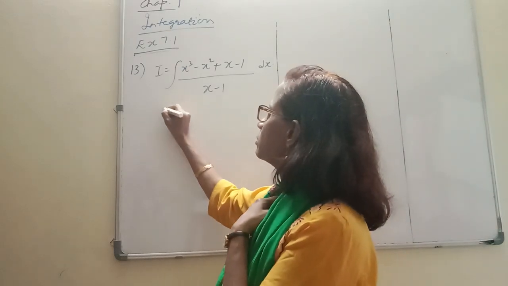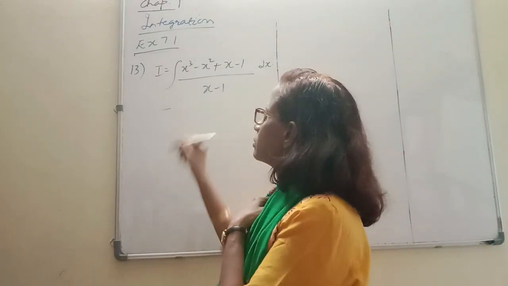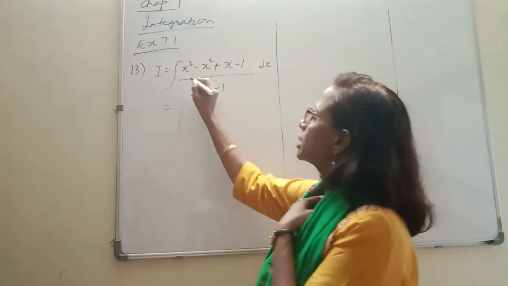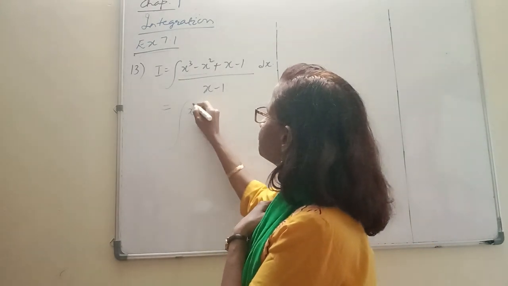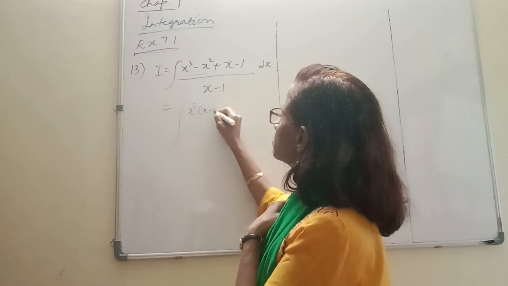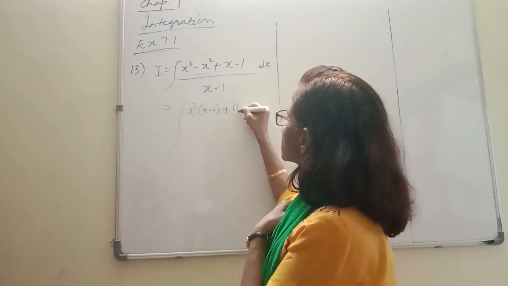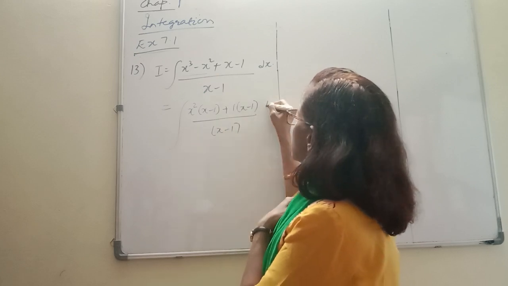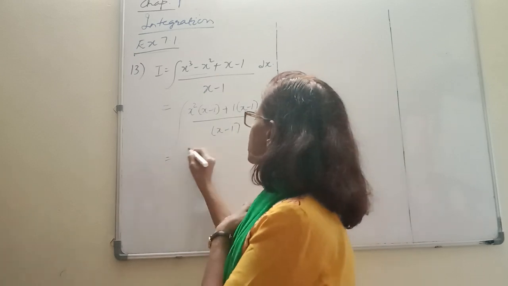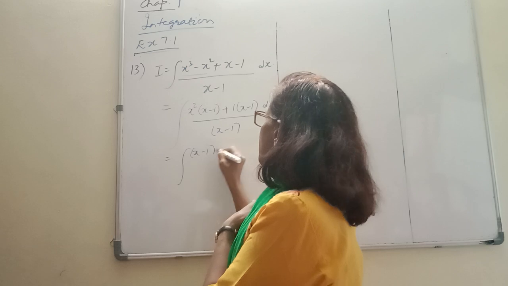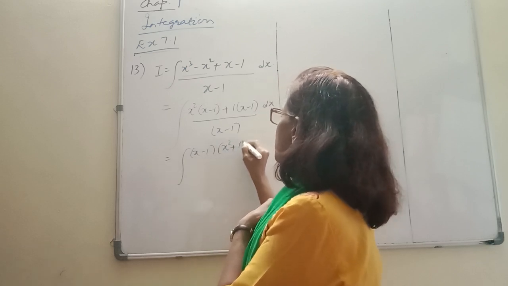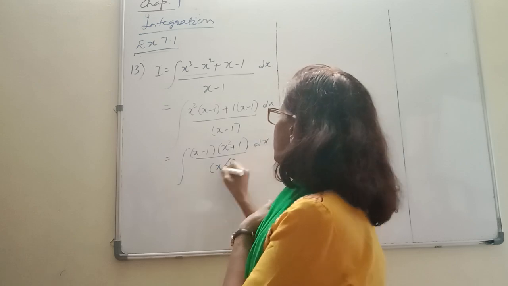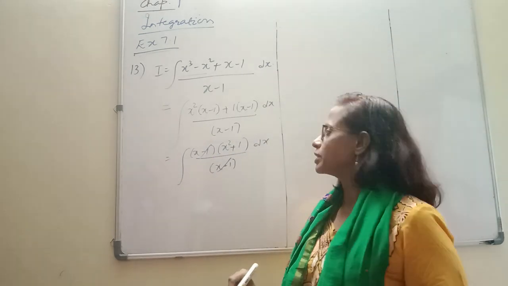If we carefully observe, we can factorize this, and it will have x minus 1 as a factor. If you take these two terms, there is x squared common. So x squared times x minus 1. Here 1 times x minus 1. Denominator x minus 1. So overall you have the x minus 1 common, and then there is this x squared plus 1. Because the x minus 1 is common, you can cancel it. So we are left with x squared plus 1.